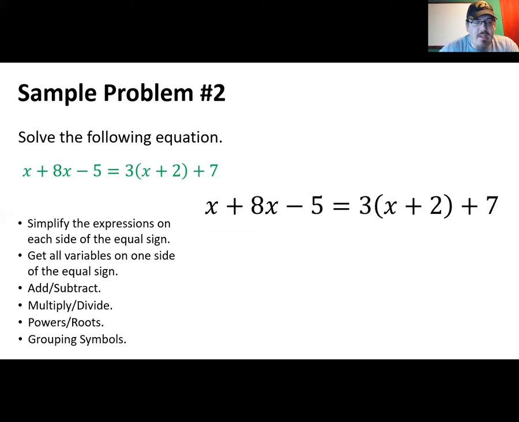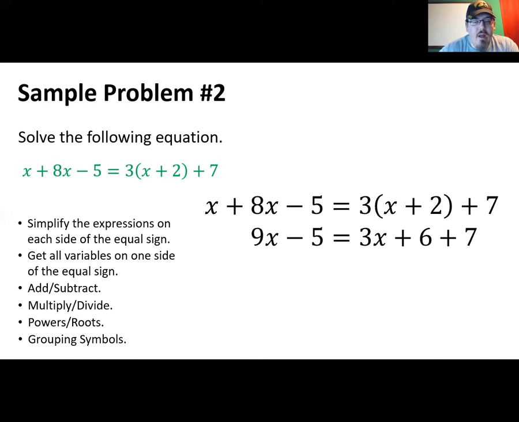Let's go ahead and start. The first thing I wanted to try and do is you want to try and simplify as much as possible. So let's focus on the left-hand side to get started. We have some like terms. We have the plain x and the 8x. So that's going to get us 9x minus 5.